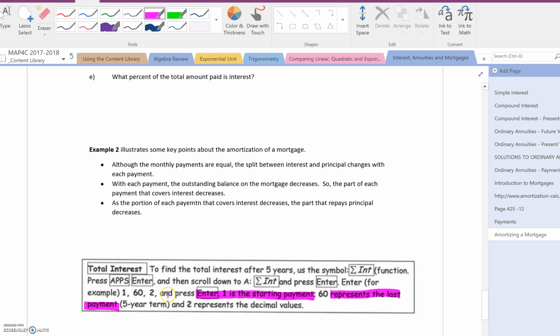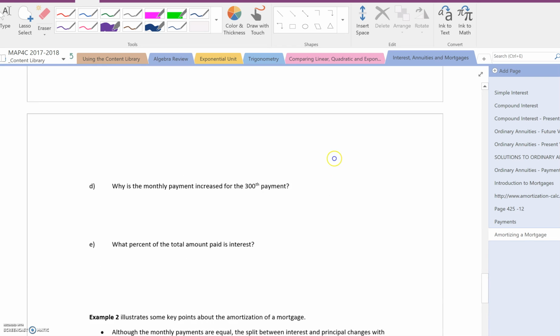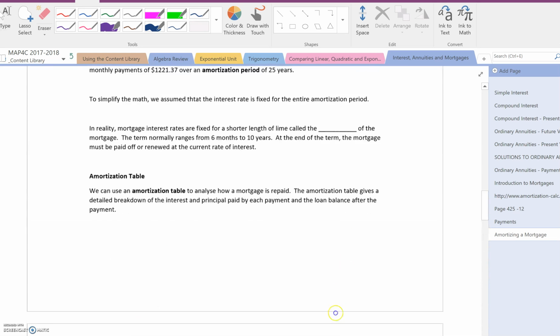They add an extra 2. You can do that. The 2 just represents the decimal values, but I find it changes your answer a little bit. Not by much, but the calculator does round a little bit differently as well. So that's at the bottom of the note if you want to review the video or write it down after.